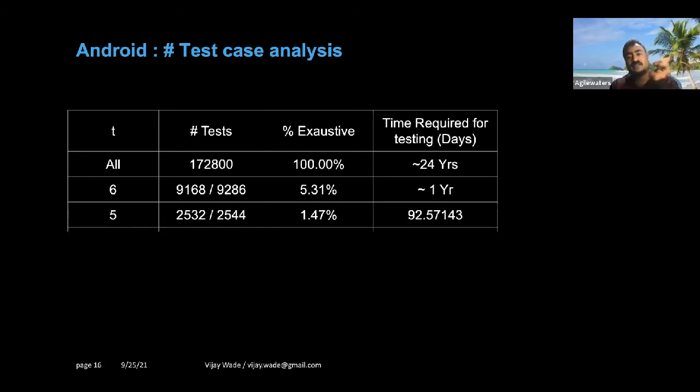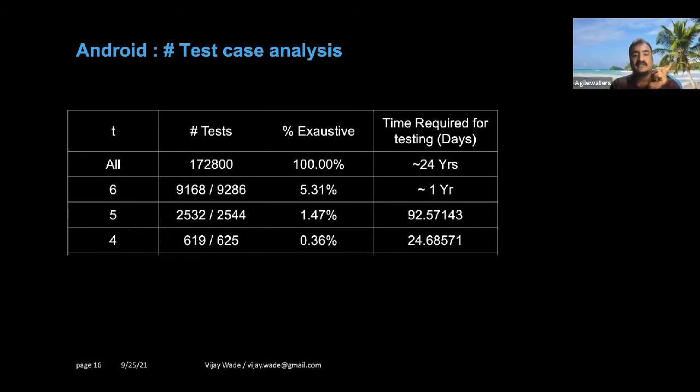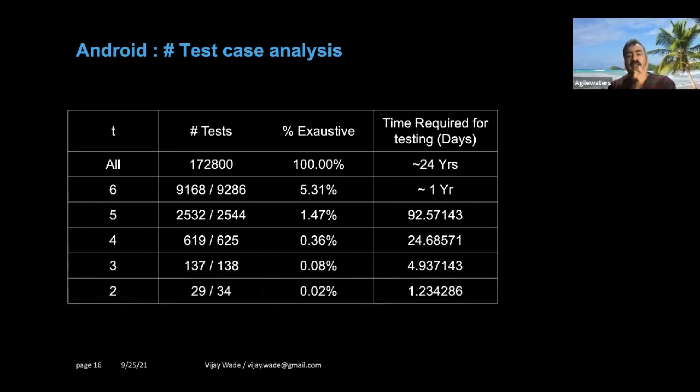If you do 5-way, similarly 4-way, 3-way, 2-way. If you do 2-way test cases, what will happen? It will take about 1.23 days for these many test cases. So in order to do 100% exhaustive test cases and be assured that there are no defects, you need to write only 29 or 34 test cases.